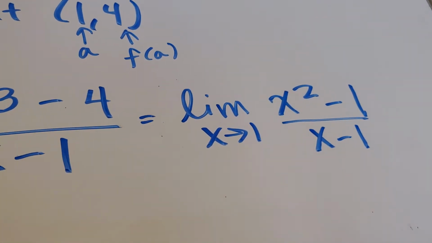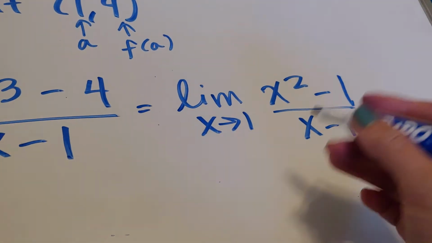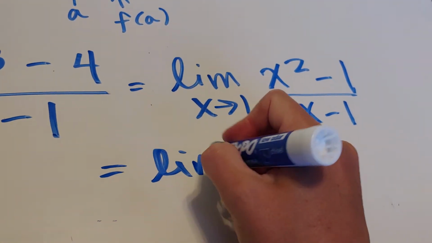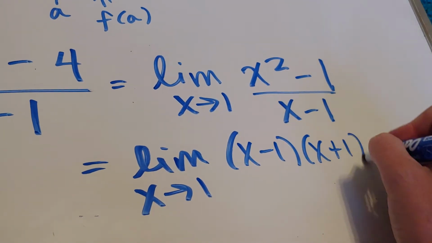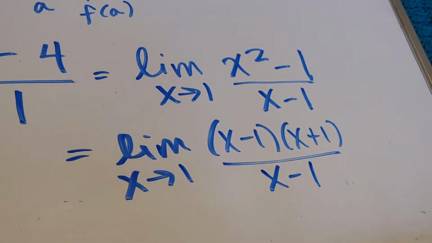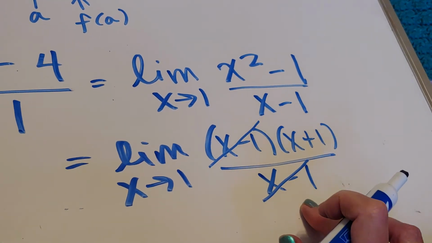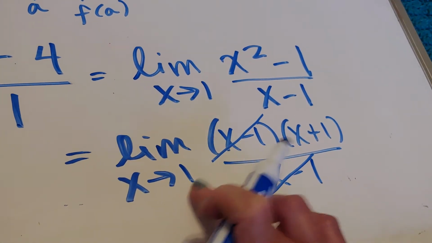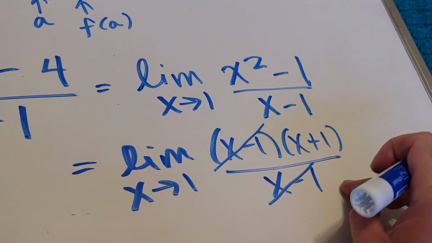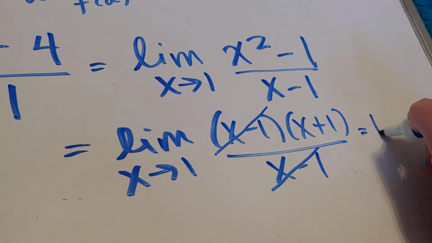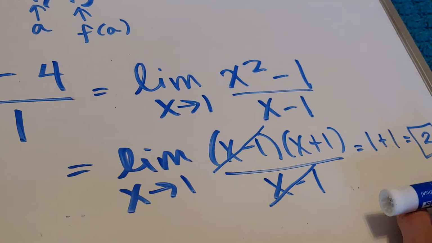When we first started doing algebra problems with limits, we would factor. So the top is a difference of squares. I could write that as the limit as x approaches 1 of x minus 1 times x plus 1 all over x minus 1. Now that crosses off, and once that denominator disappears, guess what happens? If I plug in 1 now, I'm going to get an answer. If I plugged 1 up here, I'd still get 0 over 0. But if I plug in 1 down here, I get 1 plus 1 is 2. That's my answer.